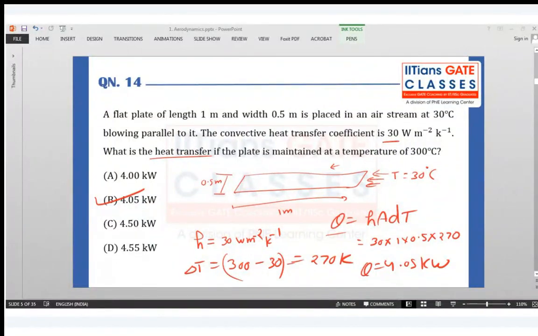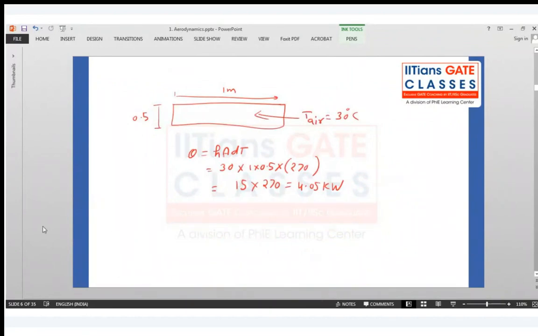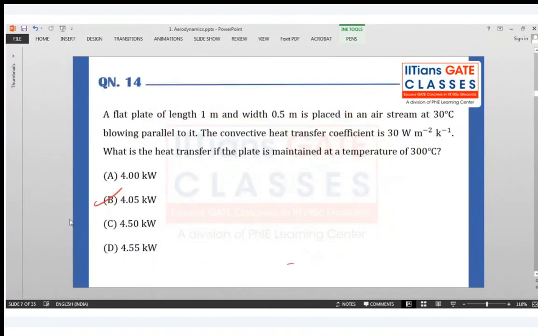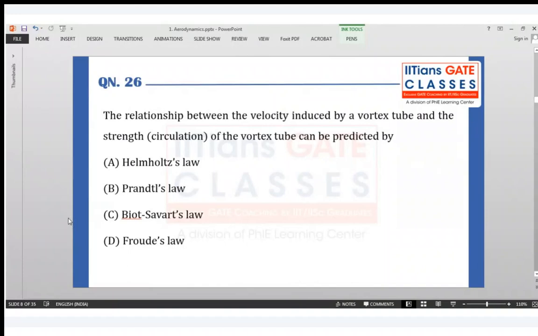So shall we go to the next? Yes, sir. Okay. Yeah, this is the same thing. I was just trying something back. So the answer is 4.05. This one is slightly, roughly you can say BTech level only, but from the GATE syllabus directly. Does anybody know the answer for this? Question number 26.